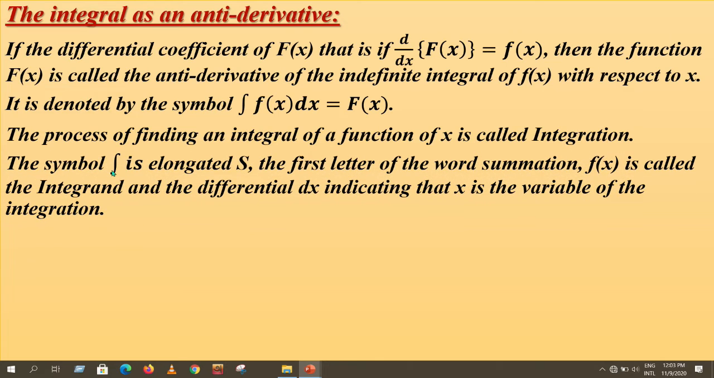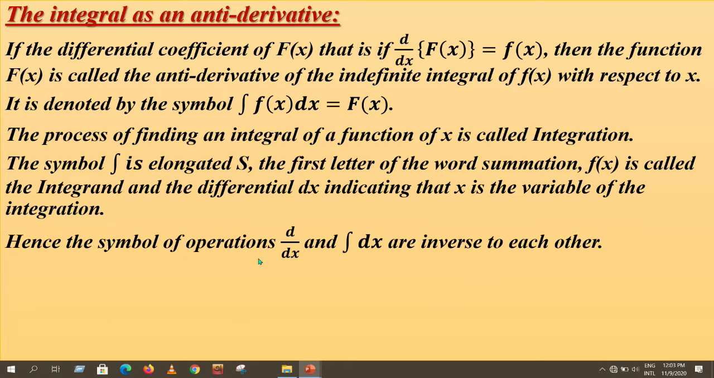The symbol of integration is an elongated capital S, the first letter of the word summation. That is, integration is one kind of summation. f of x is called the integrand and the differential dx indicates that x is the variable of the integration.